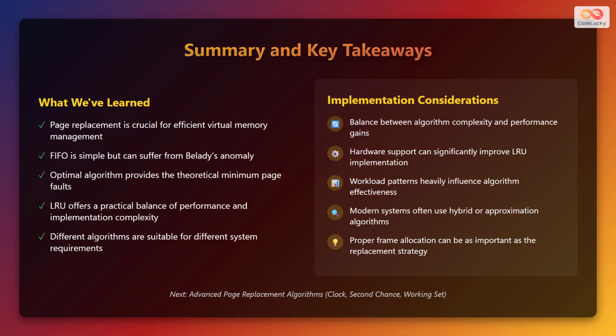When implementing page replacement algorithms, there should be a balance between algorithm complexity and performance gains. Hardware support can significantly improve LRU implementation. Workload patterns heavily influence algorithm effectiveness. Modern systems often use hybrid or approximation algorithms. Proper frame allocation can be as important as the replacement strategy. Next, we will discuss advanced page replacement algorithms like clock, second chance, and working set.